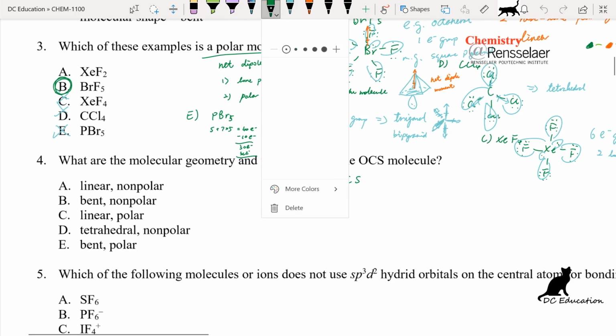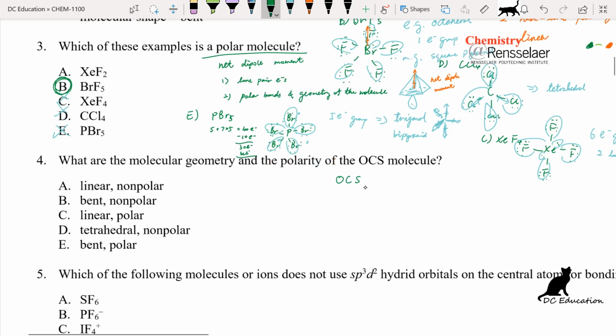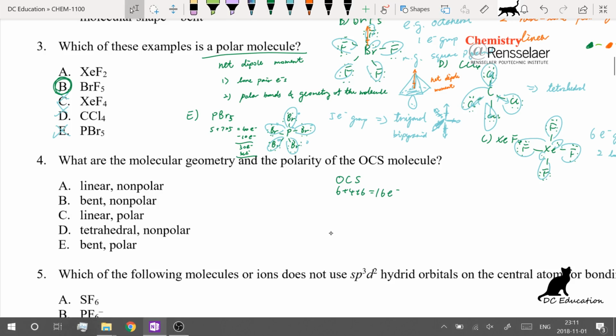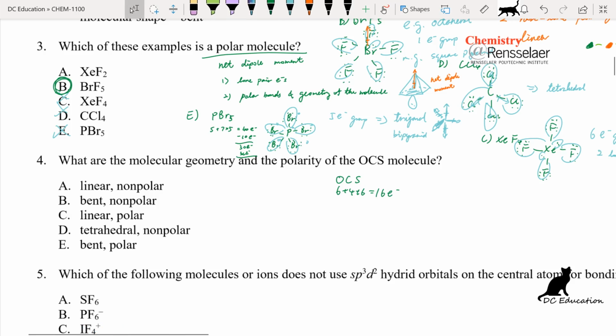The way to draw a Lewis structure is to calculate the total number of valence electrons first, which is 6 plus 4 plus 6 equals 16 electrons. Then we put the atom with the least electronegativity in the middle, which is carbon in this case. We put the two other atoms aside and connect them together to make one molecule, and that costs us 4 electrons, leaving 12 electrons.